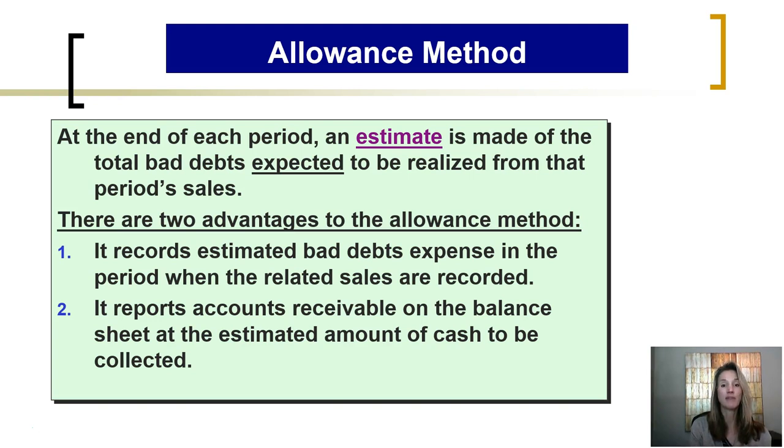And the allowance method, at the end of every accounting period, comes up with an estimate of how much bad debt was incurred during the period, and that's going to be the amount of expense that is recorded.